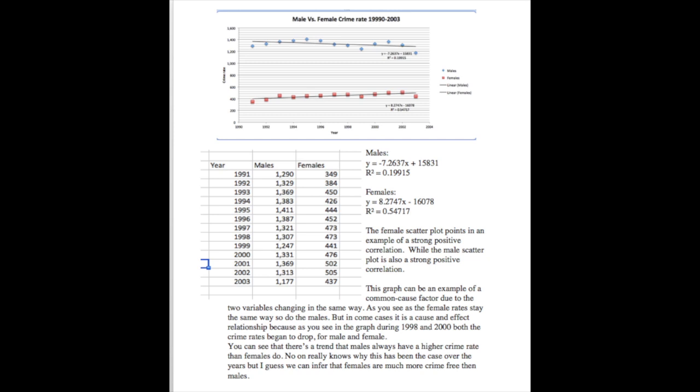But as you see, the majority of females have a low crime rate, and then the males have it higher, and over time it relatively stays the same. Like it changes in a way, but not as much.